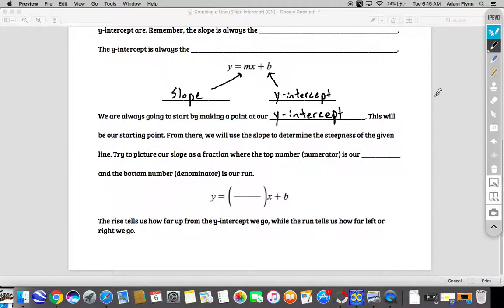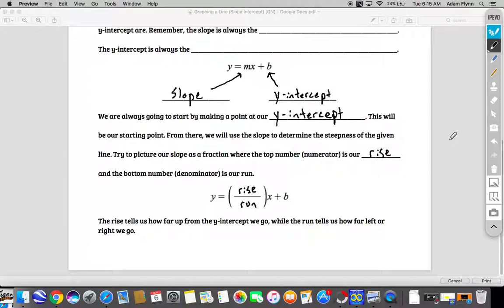From there, we will use the slope to determine the steepness of the given line. Try to picture a slope as a fraction where the top number, which is our numerator, is our rise, and the bottom number, or the denominator, is our run. So the rise tells us how far up we will go from the y-intercept, and the run tells us how far left or right we will go.